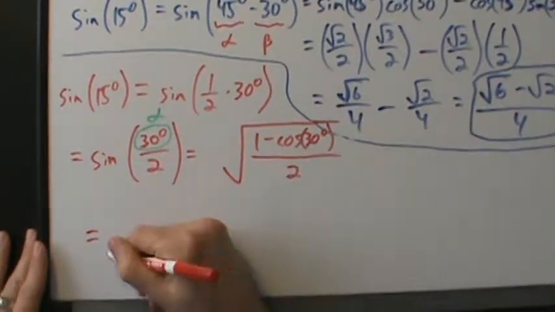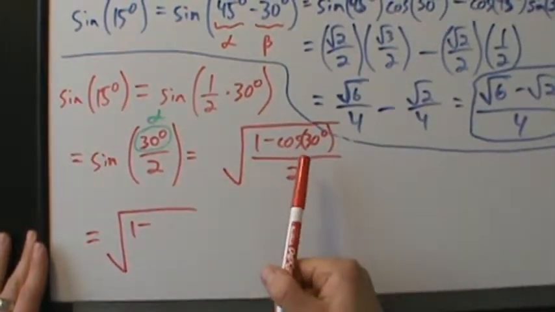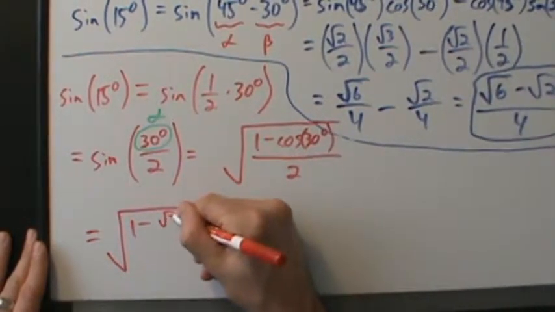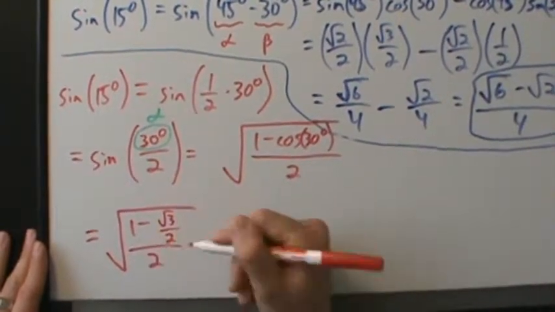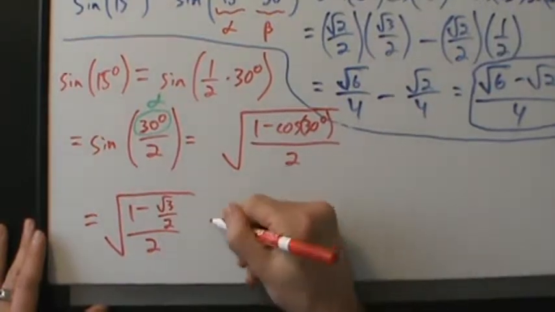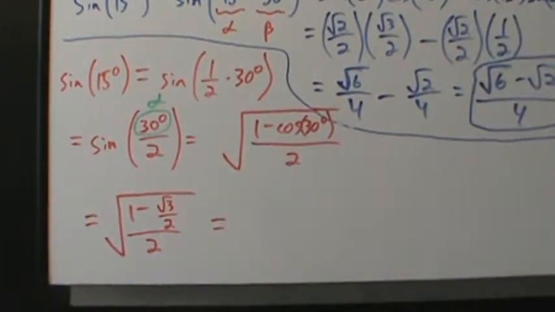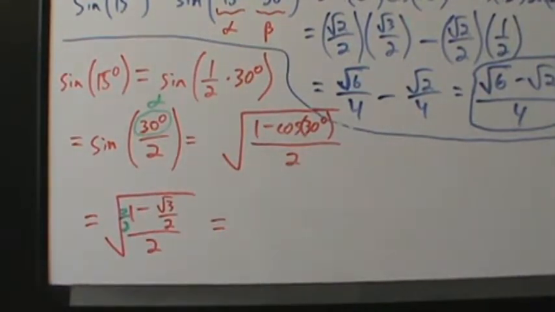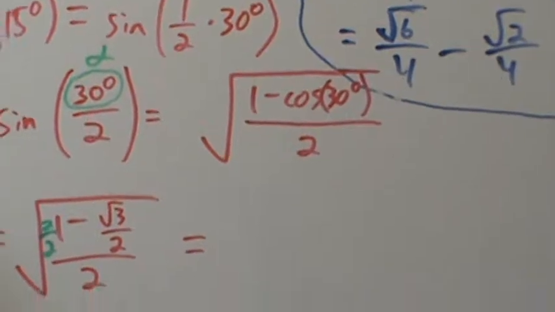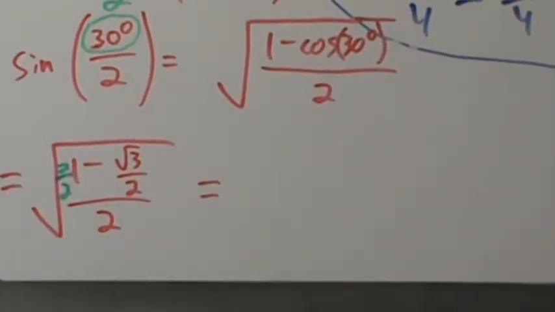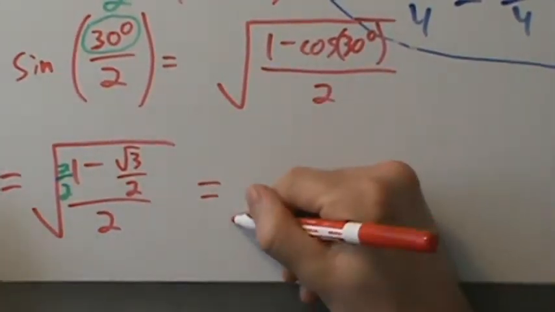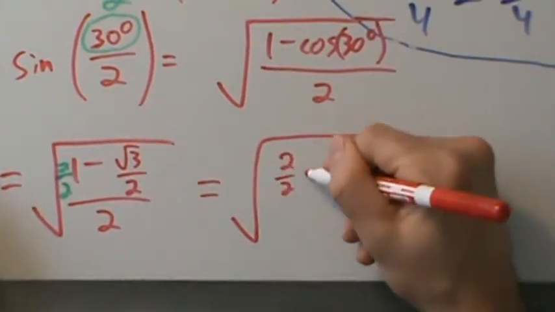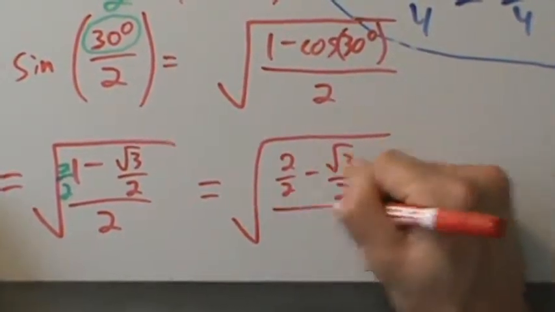So this is the square root of 1 minus cosine of 30 degrees, that's root 3 over 2. And that's still all being divided by 2 inside of the square root. So now what we can do is get a common denominator in here. So 1, we can multiply that by 2 over 2. Then we'll get a common denominator on the top here. And the square root is still there. So we have 2 over 2 minus root 3 over 2, all divided by 2.